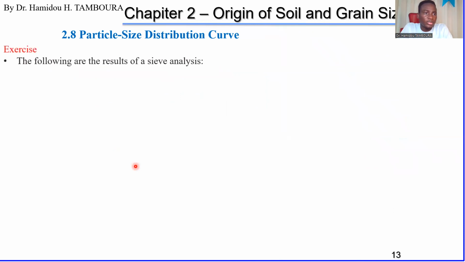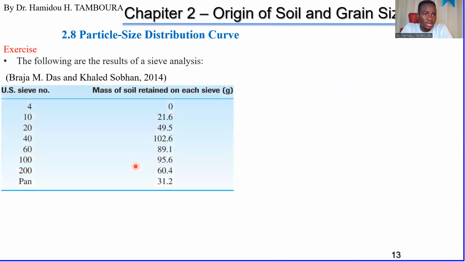Okay, let's try one exercise. So here the exercise is giving us the sieve numbers. You remember the sieves have numbers.